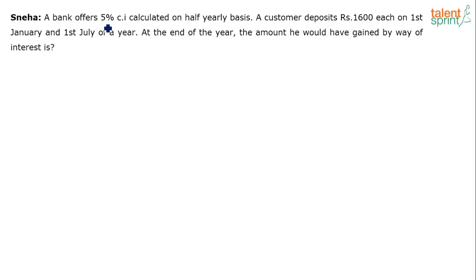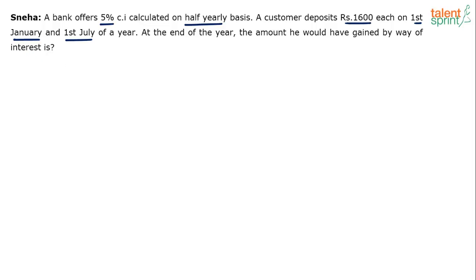A bank offers 5% compound interest calculated on half yearly basis. A customer deposits 1600 each on 1st January and 1st July of a year. At the end of the year, the amount he would have gained by way of interest is?